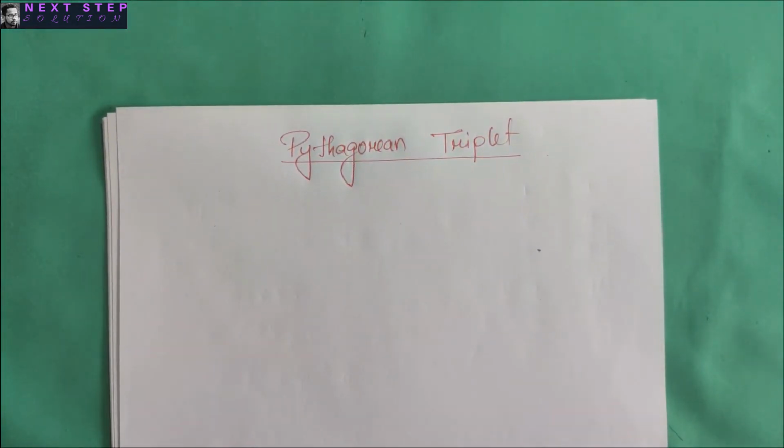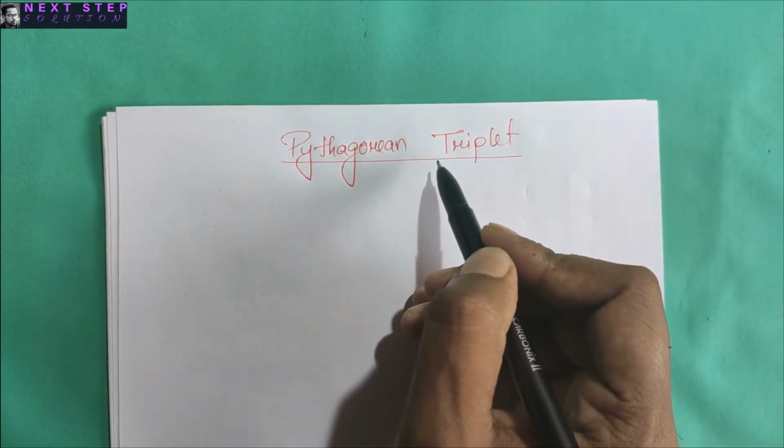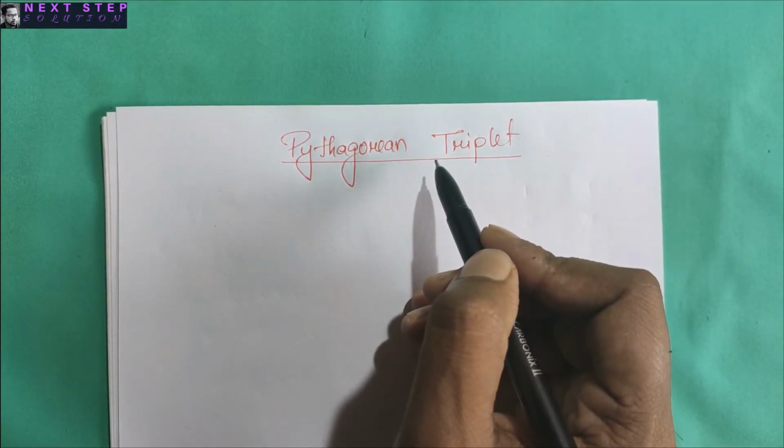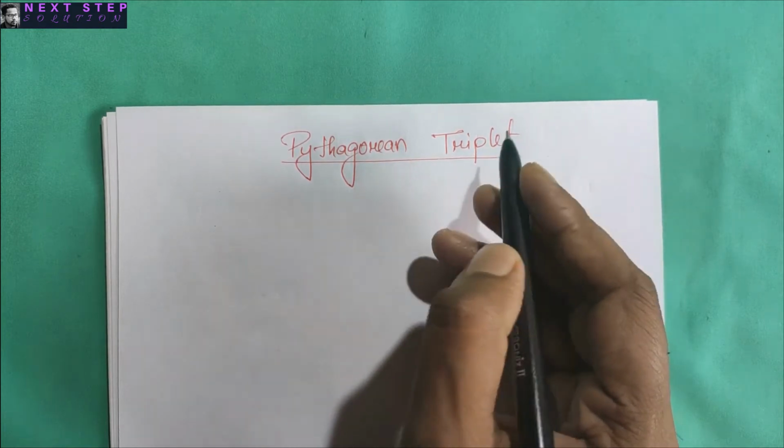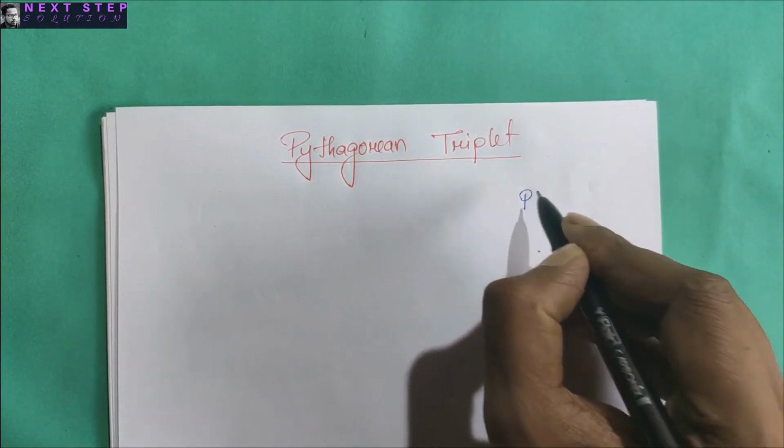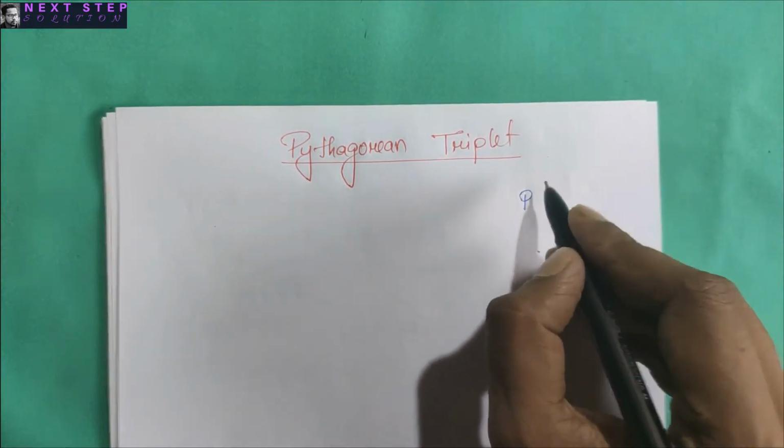Now, triplet means three numbers. Three numbers which justify the Pythagoras theorem are called the Pythagorean triplet. Now, what is again Pythagoras theorem? Let me explain Pythagoras theorem first, and then you will understand what is Pythagorean triplet.